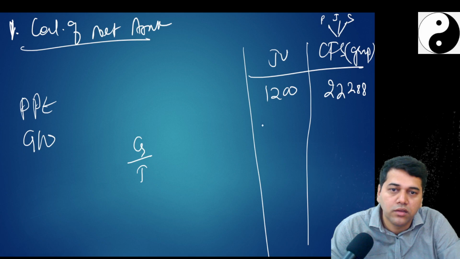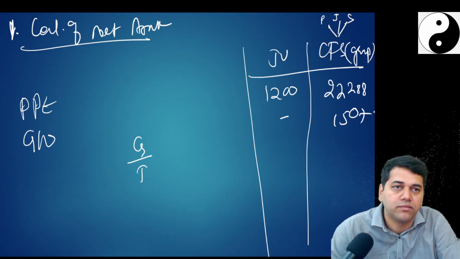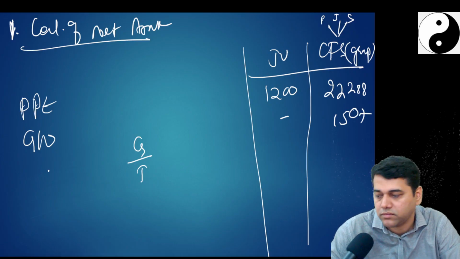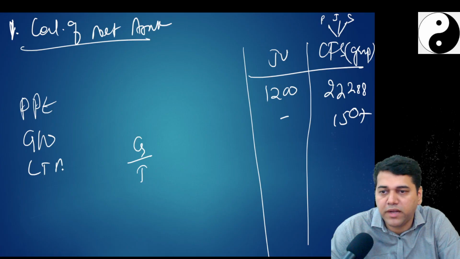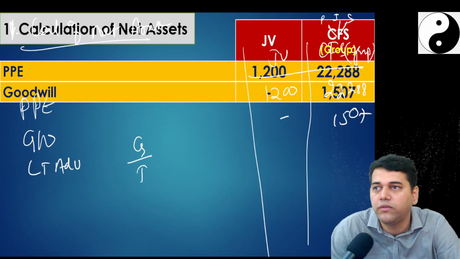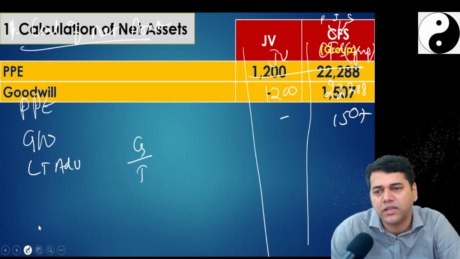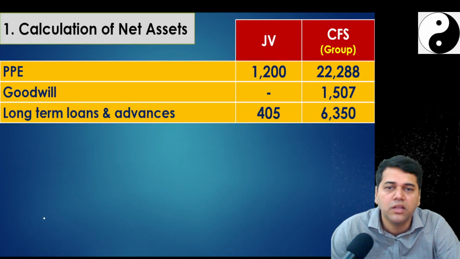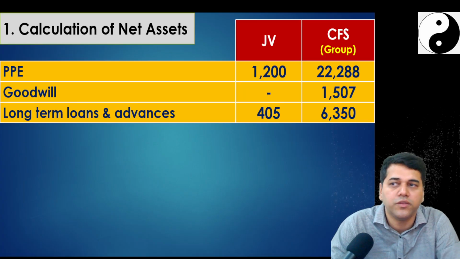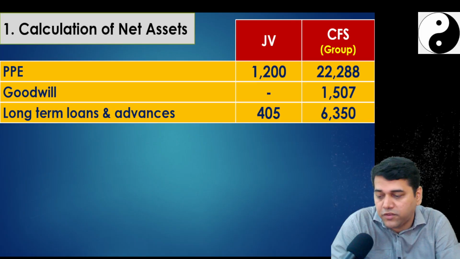Goodwill. Joint venture, nothing. My group as a whole is 1507. Long-term advances. Somebody may argue here, telling sir why goodwill we have taken. But okay, they have assumed that is also part of the allocation. Long-term advances, now it's very easy, no? You take 405 from the joint venture. CFS, you take full.